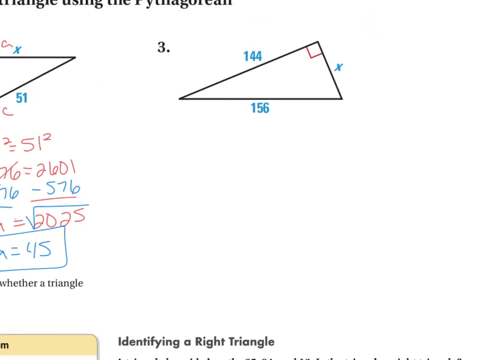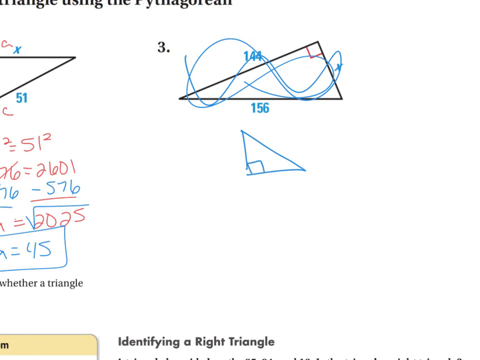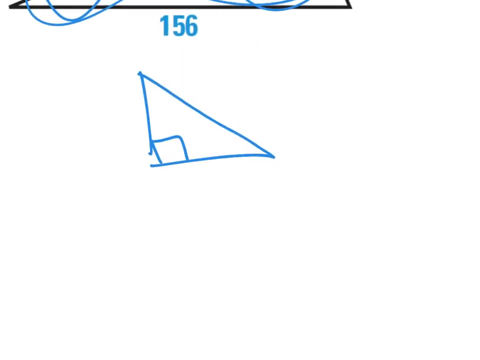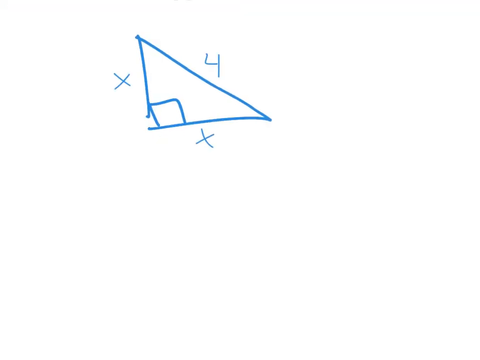Okay, this problem I'm actually going to change. So we're not going to do that one. We're going to do something different. If I have a right triangle, and let's say this side is x, this is x, and this is, let's say, 4. There's a homework problem like this, that's why I'm doing it. You would do it the exact same way. This is your c, your a, and your b.